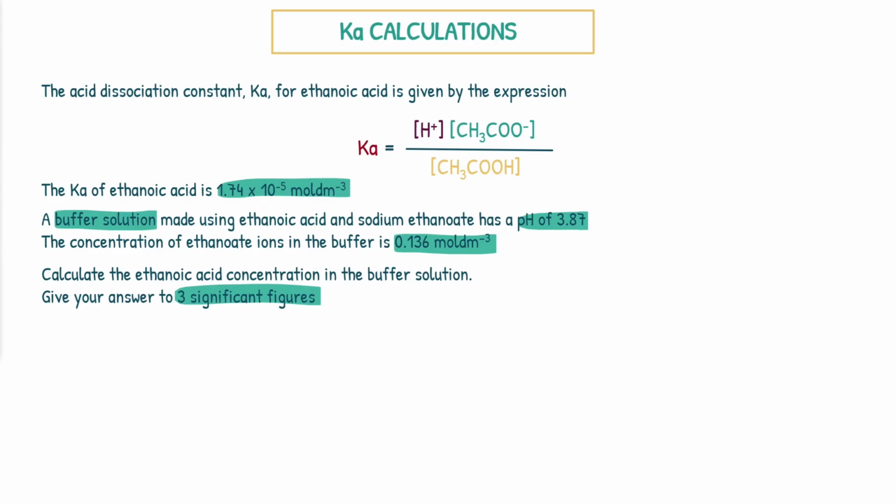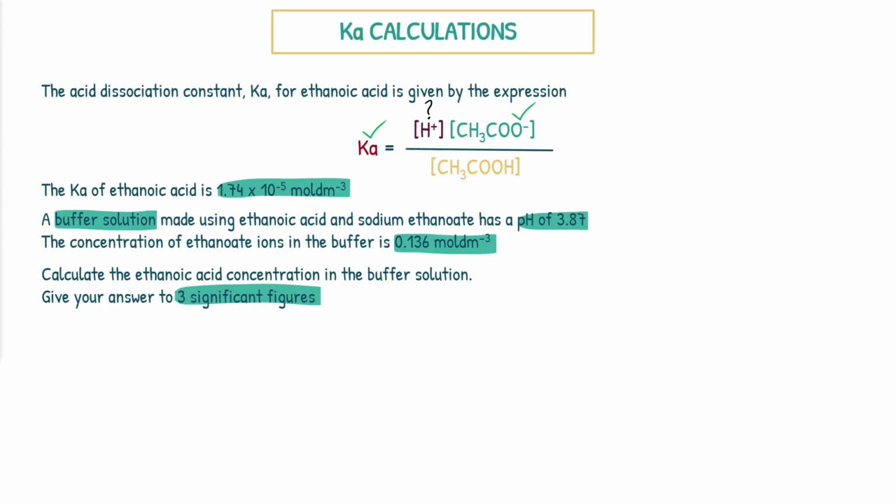So Ka, first off, we have that as 1.74 times 10 to the minus 5. Tick that off. We also have the ethanoate ions, 0.136 moles per decimeter cubed. Tick that off. And they want us to calculate the ethanoic acid concentration. So that's the bottom of the fraction. So that's what we need to make the subject. So what's missing then? Our H plus ion concentration.